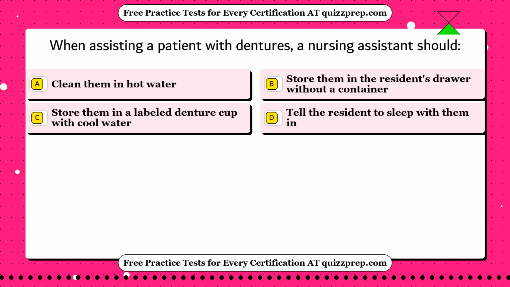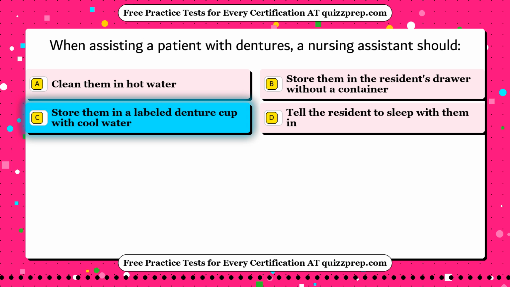Question 22. When assisting a patient with dentures, a nursing assistant should: option A, clean them in hot water. Option B, store them in the resident's drawer without a container. Option C, store them in a labeled denture cup with cool water. Option D, tell the resident to sleep with them in.